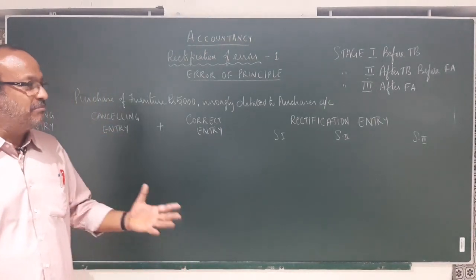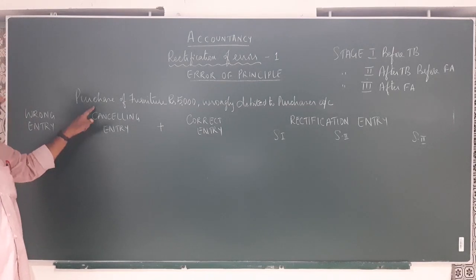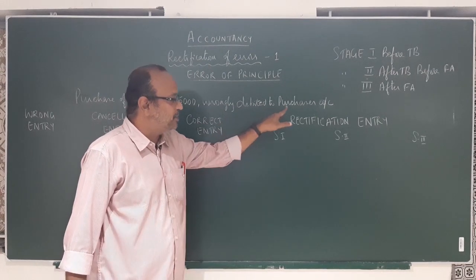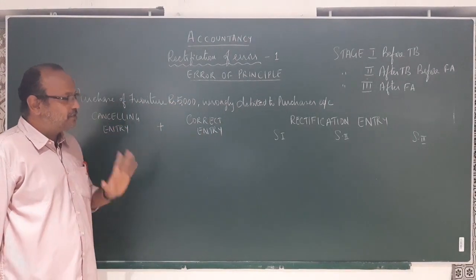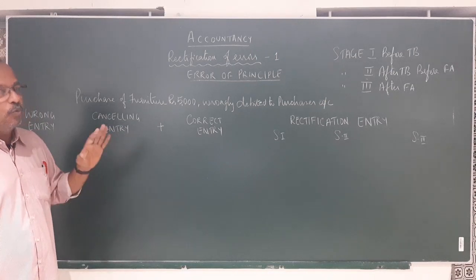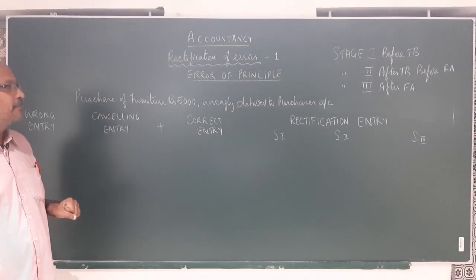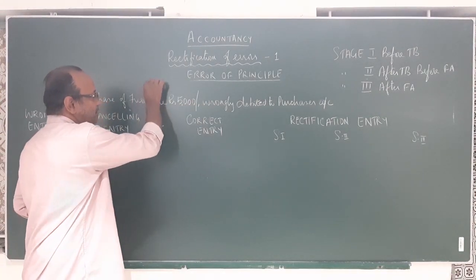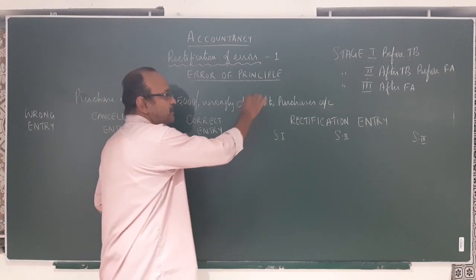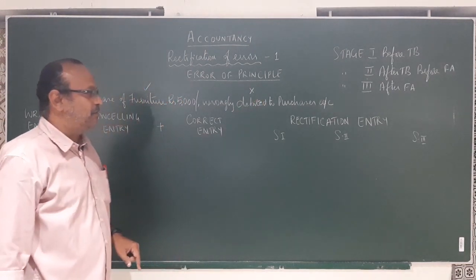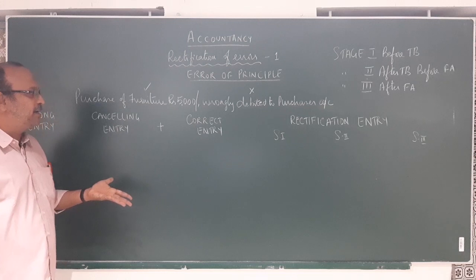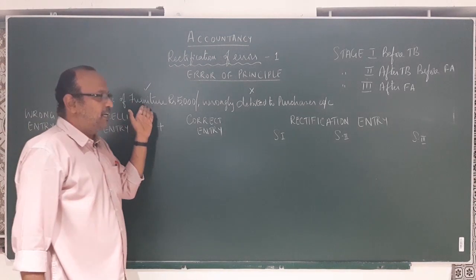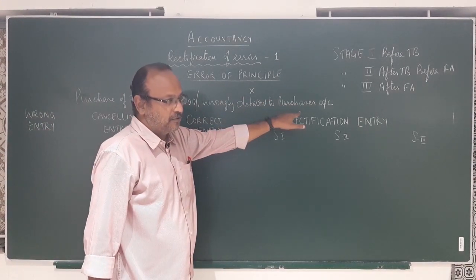Let's solve a sample sum. Purchase of furniture rupees 5,000 wrongly debited to purchases account. Now first of all, we should understand what is the mistake we have committed here. Purchase of furniture rupees 5,000, this is the correct transaction. Was wrongly debited to purchases account is the error we have committed. Now what is the error there? Purchase of furniture should be debited to furniture account. Instead of that, we have debited to purchases account.